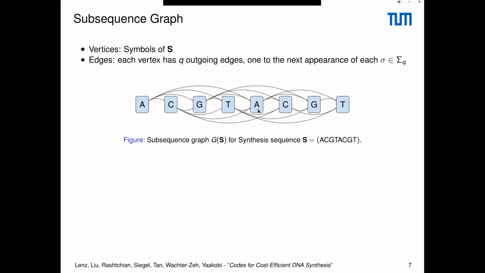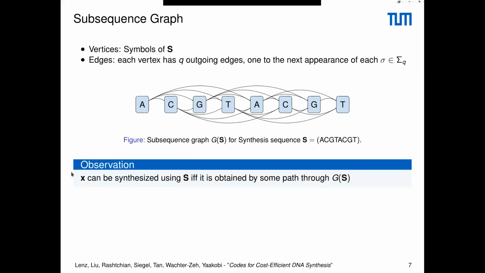All right, so now you might ask, why do we build this graph? The reason is the following observation: a sequence X can be synthesized using this supersequence S if and only if it is obtained by some path through G of S. This is a very natural and almost trivial observation, because it just follows from how the synthesis process works.